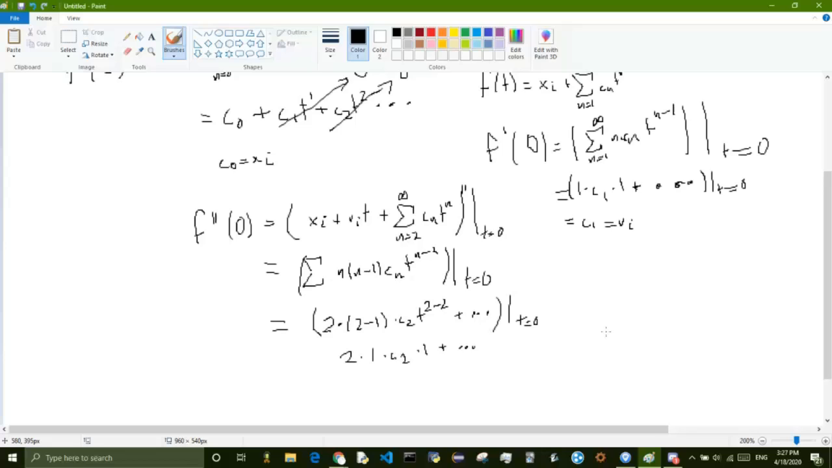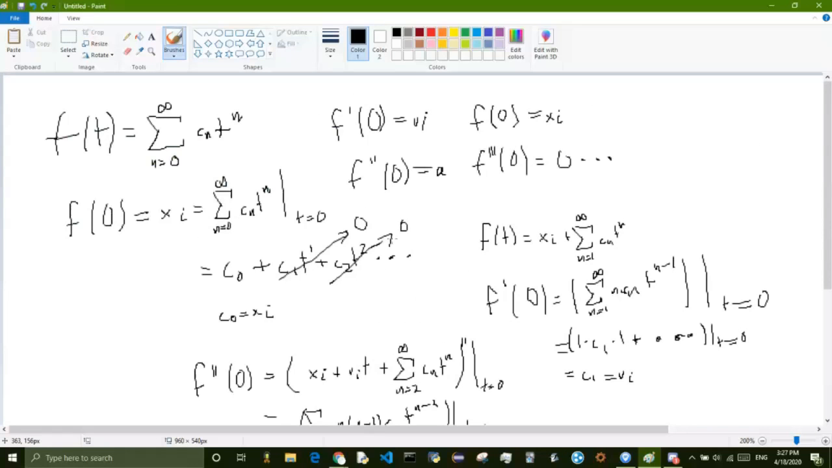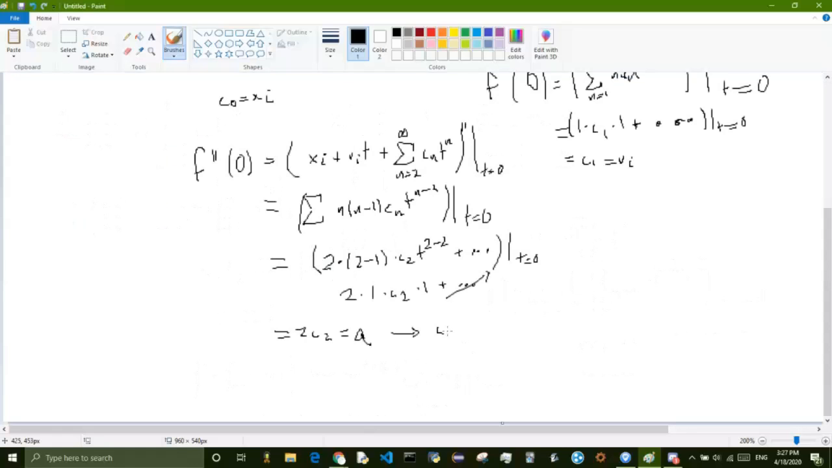And this we defined as acceleration, right? So we get c2. So c2 is 1/2 a, right, it's 1/2 a. And that's where the kinematic equation comes from. So you get xi.